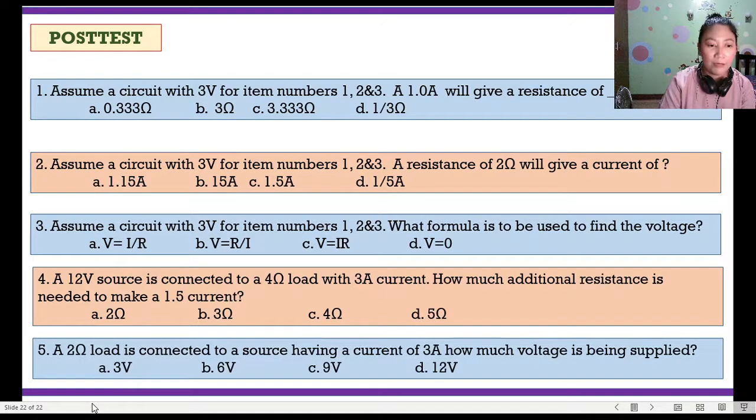Number 5, a 2 ohms load is connected to a source having a current of 3 ampere. How much voltage is being supplied? A, 3 volts, B, 6 volts, C, 9 volts, and D, 12 volts.